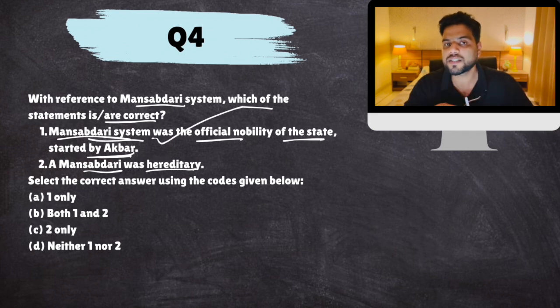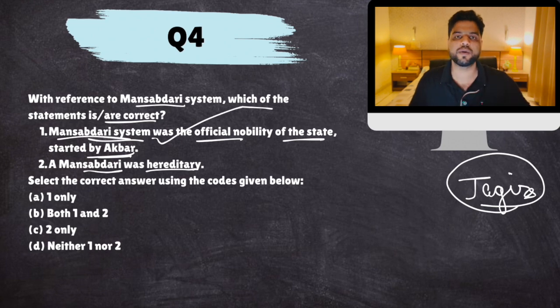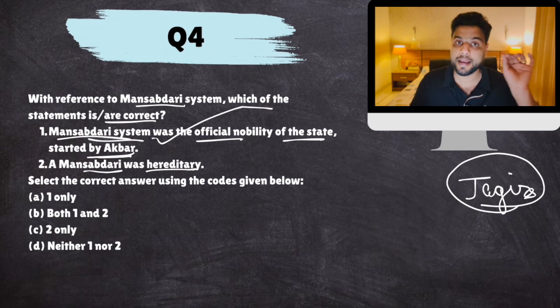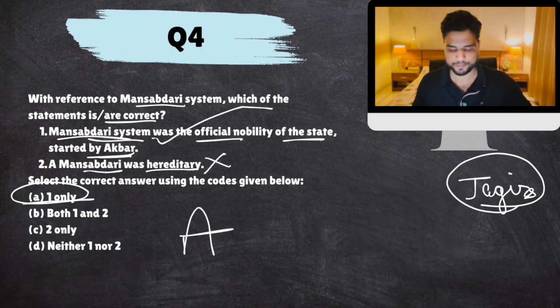But the Mansabdari system was not hereditary. The Jagirs given to these Mansabdars as a part of their salary were frequently transferred, and Mansabdari was not hereditary. The emperor would take the final call. So this is false. The answer would be one only.